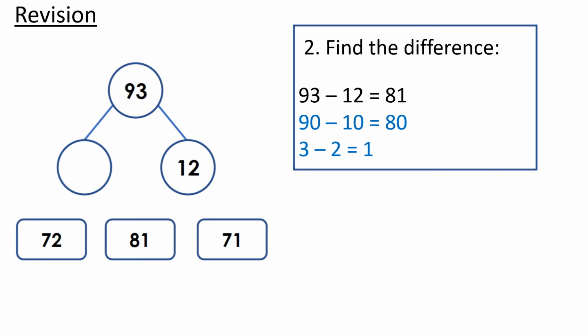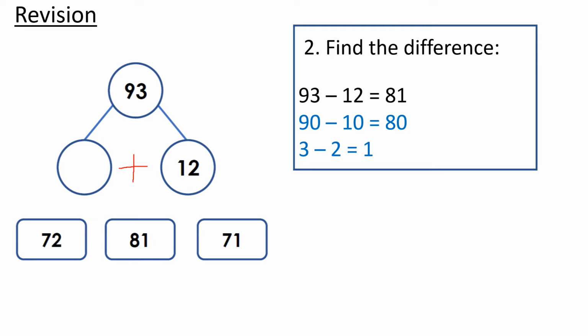Okay, let's have another go at a different part-whole model. Now we know what to do. This time, the whole number we're making is 93, and one of the parts is 12, and we want to know what this other part is. And as we said before, we know that these two parts make 93. So we're trying to find 12, add something to give us 93 altogether. And we've got three options. We've got 72, 81 or 71.